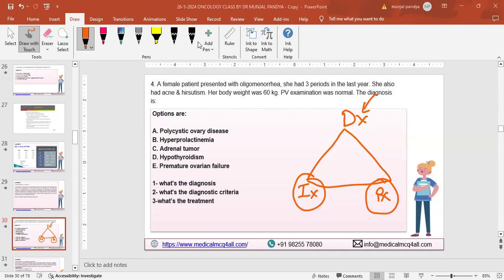Where's Genius? Dr. Genius AP. Hello. Yes, sir. Sir, the answer is option A, polycystic ovarian disease. Okay. So now you tell me, sir, what points favor polycystic ovarian disease? Why is it not hyperprolactinemia?